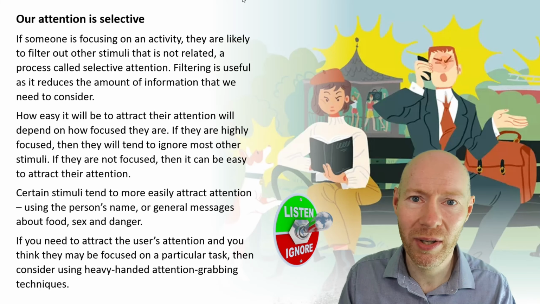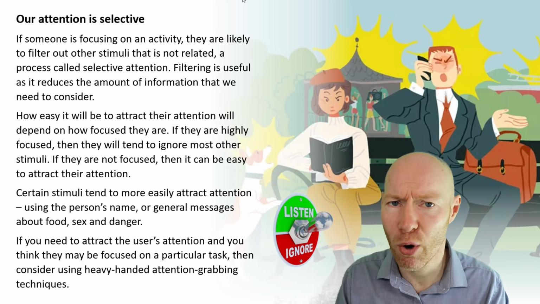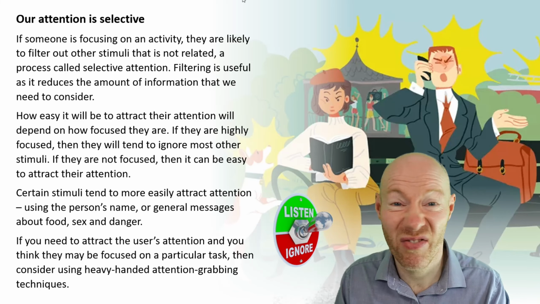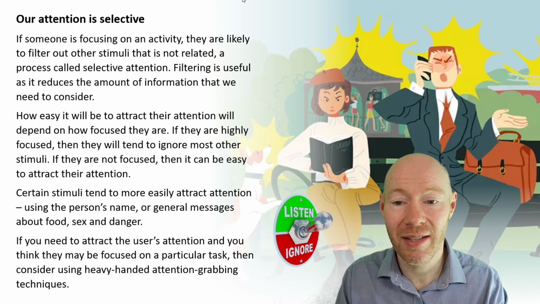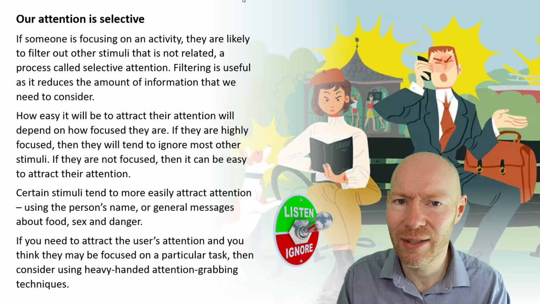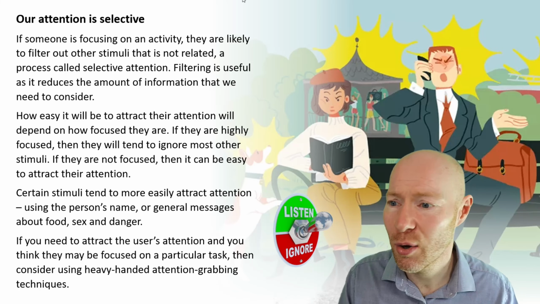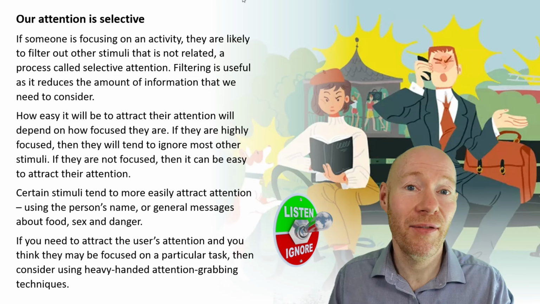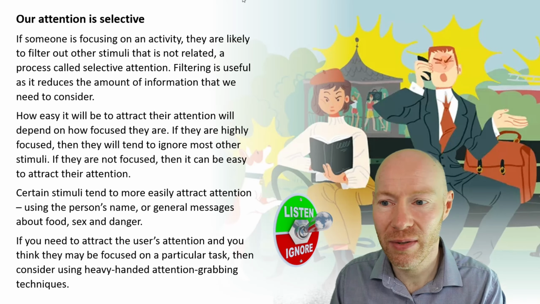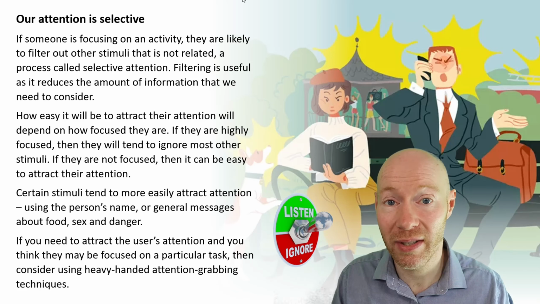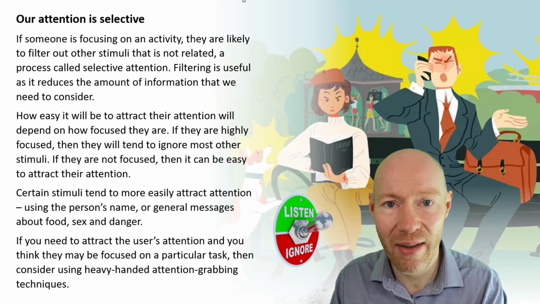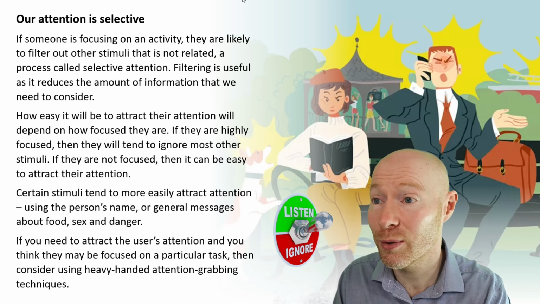In terms of sort of broadly, if you use somebody's name, we're normally quite attuned to that, so we pick that up. Or other sort of general messages around food, sex, danger, those sort of things that tie into those primitive aspects. Again, we're tuned in to pick up on those messages quite quickly. So, if you do need to attract the user's attention, so there's an important reason for that, and you think they may be focused on some other activity, then you'll probably want to use quite a strong, heavy-handed attention-grabbing approach.